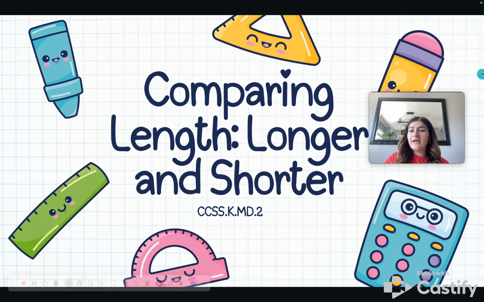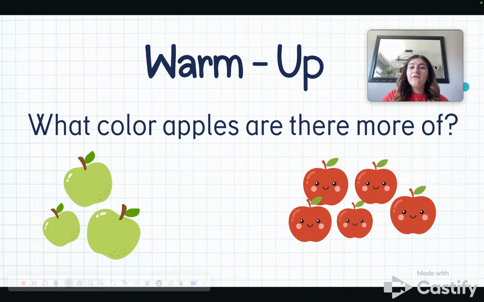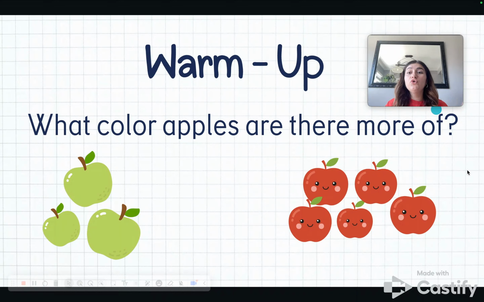I want to start today with a warm-up. So if you look at the screen, you see two different groups of apples. On one side, there are green apples, and on the other side, there are red apples. And we're going to be answering the question, what color apples are there more of?